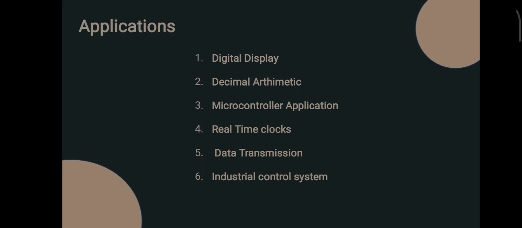There are various applications of code conversion. It can be used in a digital display. BCD is often used in a digital display, and converting a binary number allows for interfacing with this display. It can be used in decimal arithmetic. Converting a binary number to BCD simplifies decimal addition, subtraction, multiplication, and division.